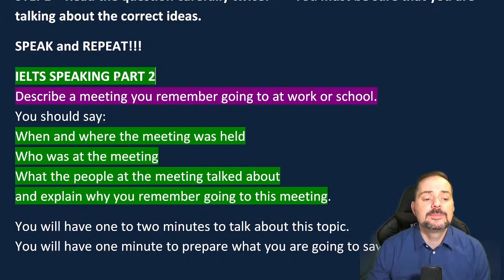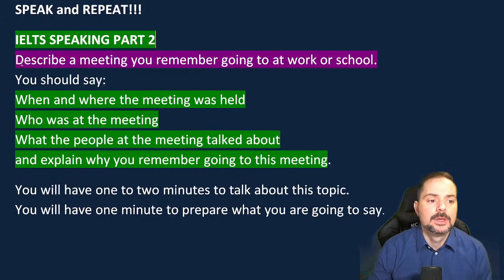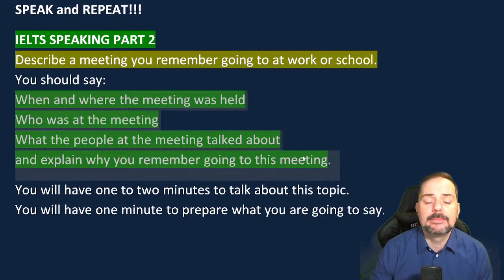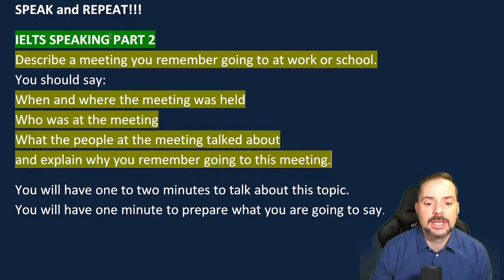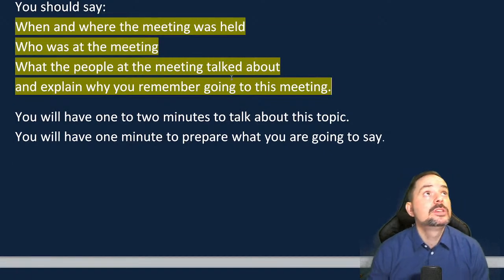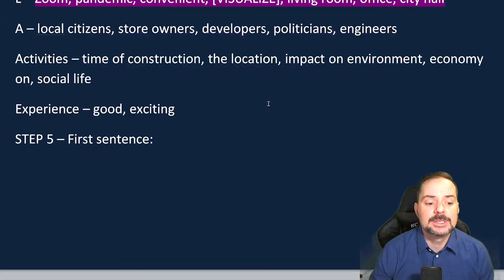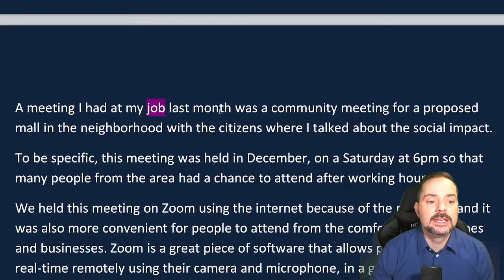So IELTS speaking part 2. Describe a meeting you remember going to at school or work. You should say when and where the meeting was held, who was at the meeting, what the people at the meeting talked about, and explain why you remember going to the meeting. Okay, here we go. Do this with me, everyone. So your 1 minute preparation time is up. Please begin speaking.